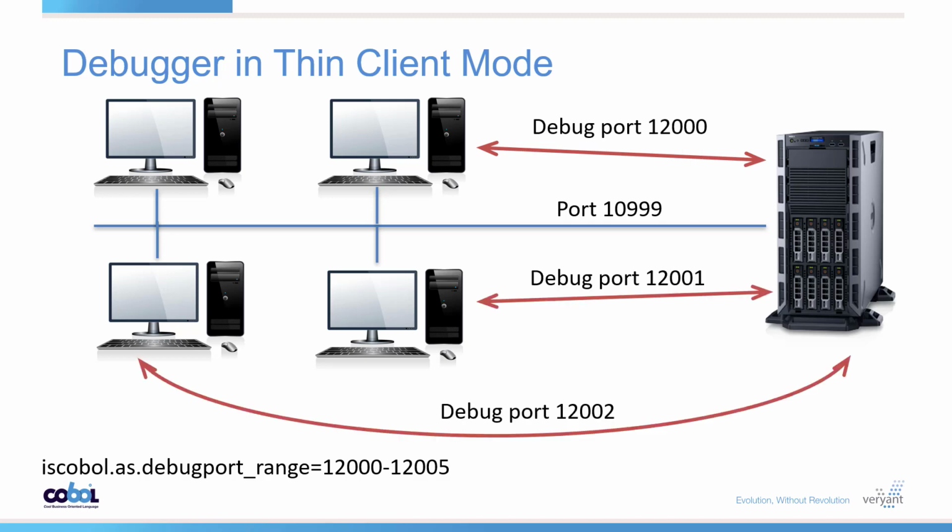As of 2020 R1, each thin client session started with a -D will be isolated in a separate memory process, and each debugger connection will be assigned a unique port number transparently. You can configure the port numbers to use, as we did here with as.debug port_range, or use the default value, which is 9999 to 10099.